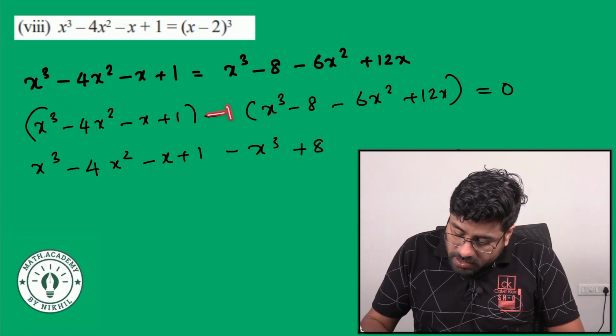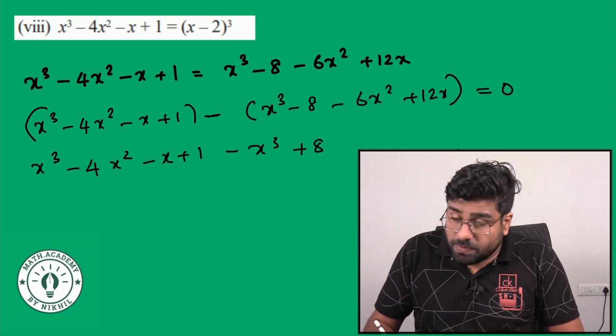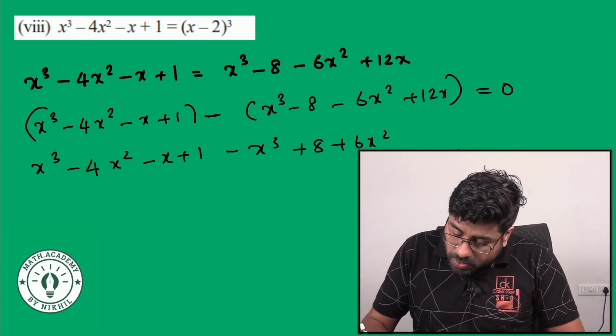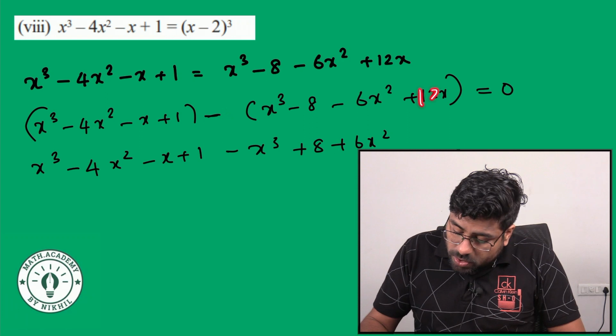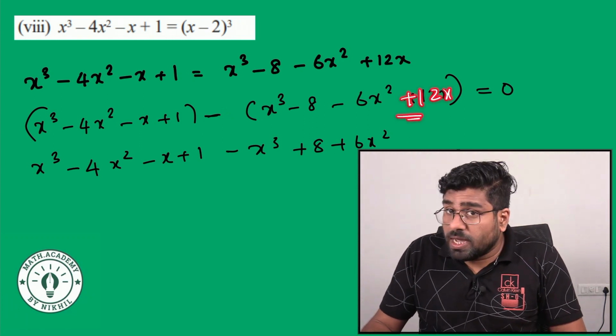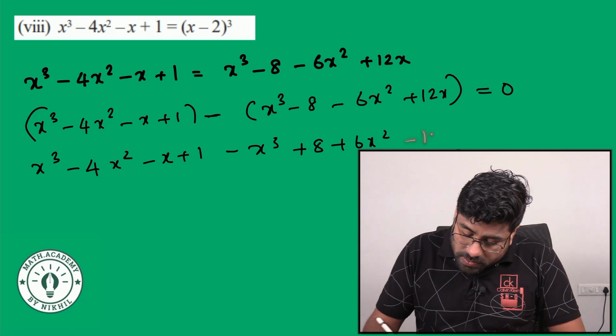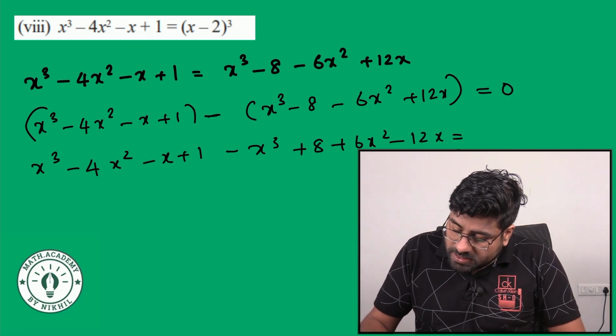Again you can see minus 1 into minus 6x square is going to be plus, minus into minus is plus, so it is going to be plus 6x square. Again you have a minus 1 into 12x, negative into positive is minus, so it is going to be minus 12x, minus 12x is equal to 0.